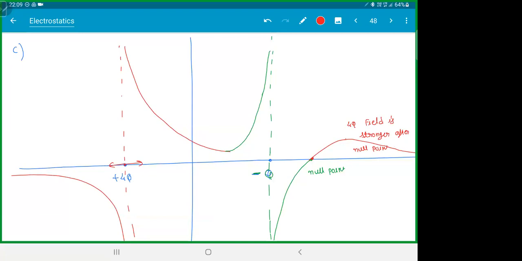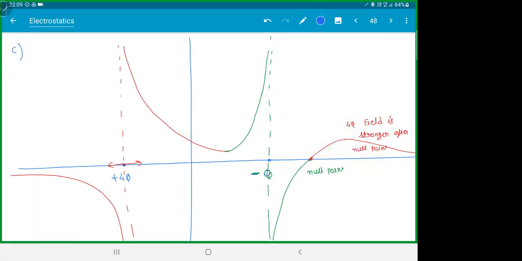Please have a look at this graph. The red line indicates red is dominating. The green line indicates minus q is dominating. So I'm drawing the graph with two colors for that reason, so that you know who is stronger at what point.